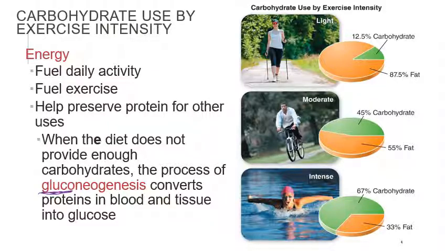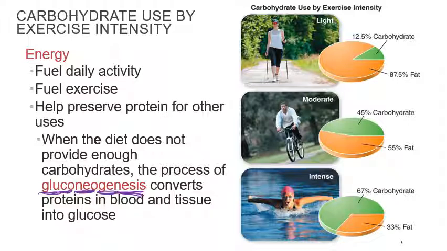Gluco. Think of glucose. Neo. Think of new, because that's what it means. And genesis means to make. So you're making new glucose. And when you're making this new glucose, you're making it from protein, and it's getting converted into glucose.